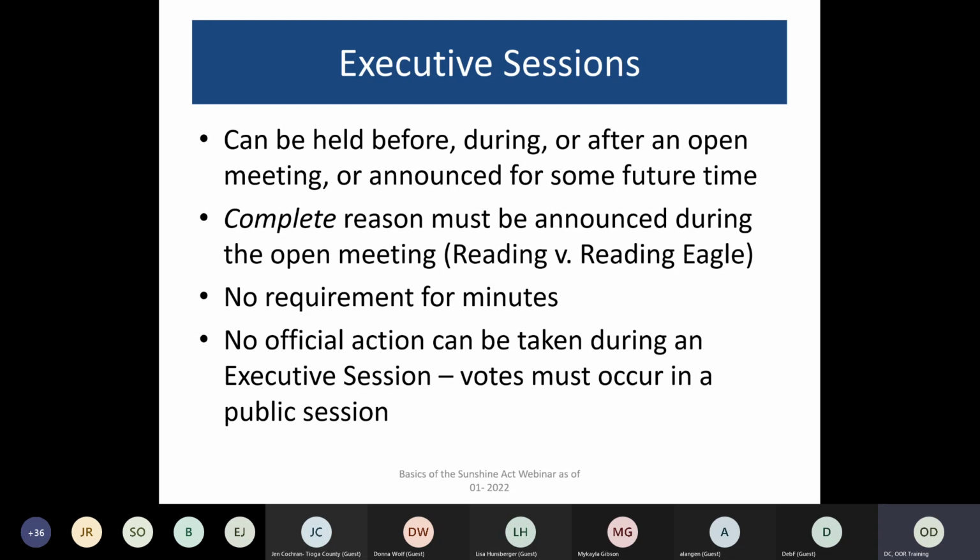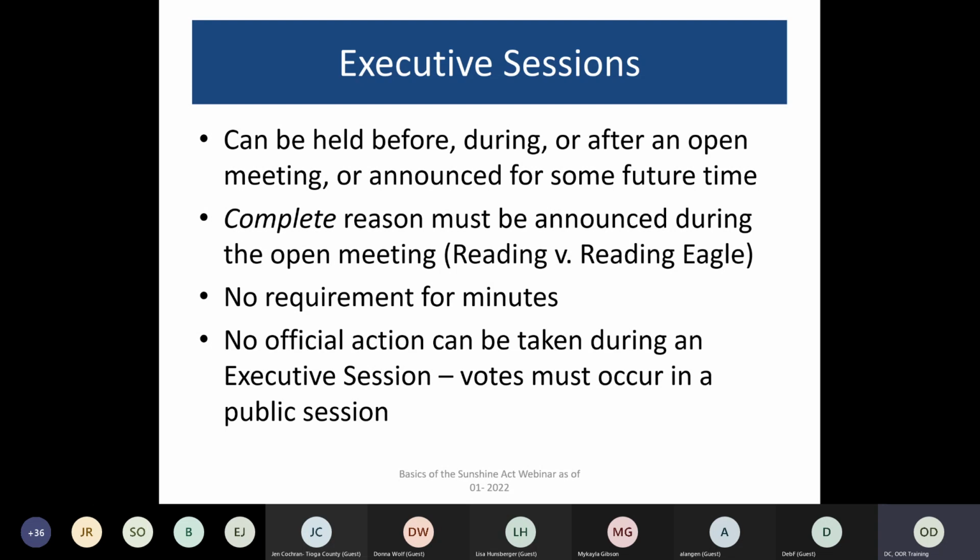Now, for an executive session, there's no requirement that minutes be kept. And if you do keep minutes, they are exempt from disclosure under Pennsylvania right to know law. A board cannot take official action during an executive session. Any official action must be taken when the board reconvenes in open session.